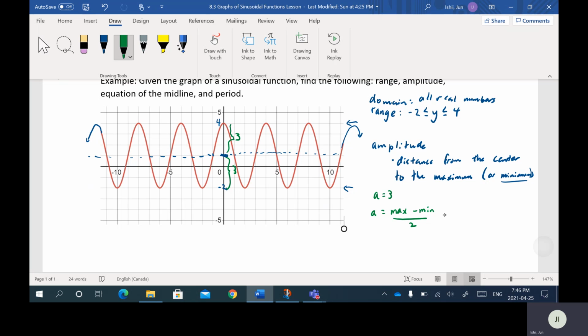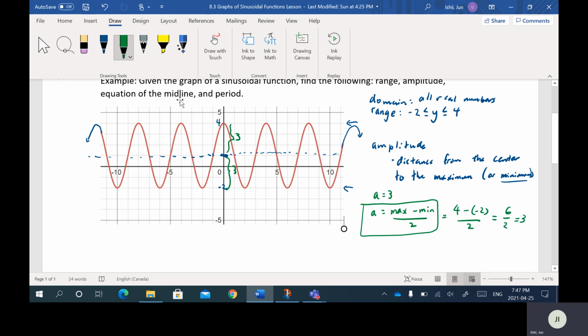We're just going to show you how to get 3 as well, just using this formula for this example. So the maximum here was 4. The minimum was -2, so I'm going to subtract -2, over 2. So 4 minus -2 is the same as 4 plus 2, so that's 6 over 2, which is equal to 3. So when we use this formula, you can see that it does give us the amplitude.